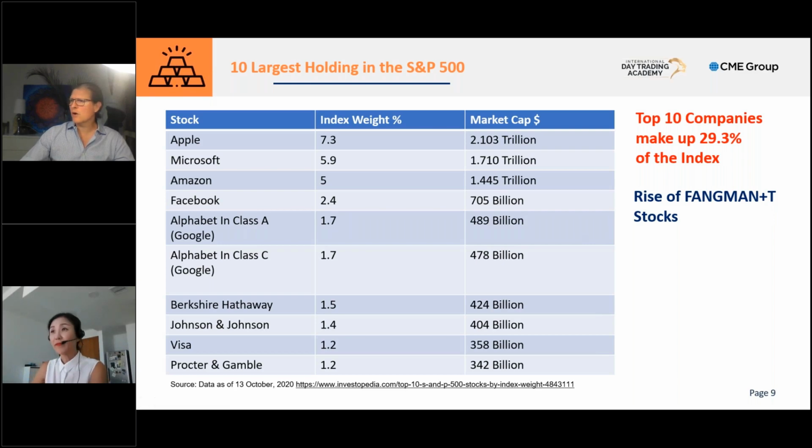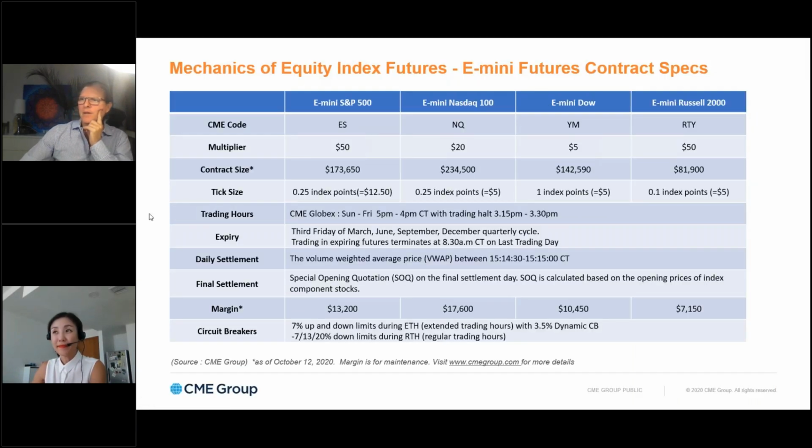Also, I just wanted to go through what Minah talked about a lot: the contract sizes and the multiplying factors. Just to review that, the E-mini S&P 500 is the contract. If you bought one contract, it works out to be around $173,650. I'm not too sure what the price of the index would be, but it would be up around that 3,300 mark.